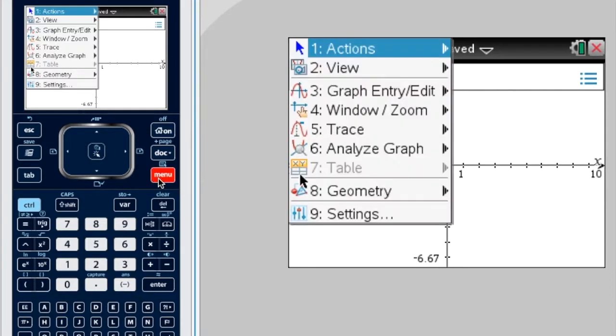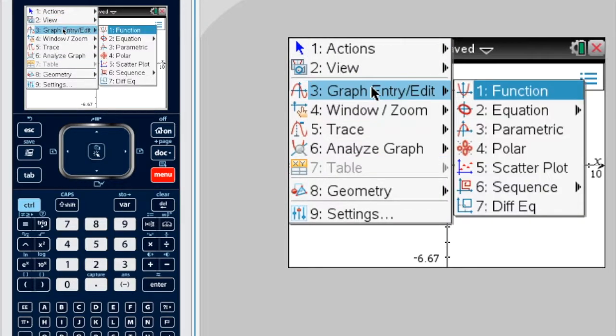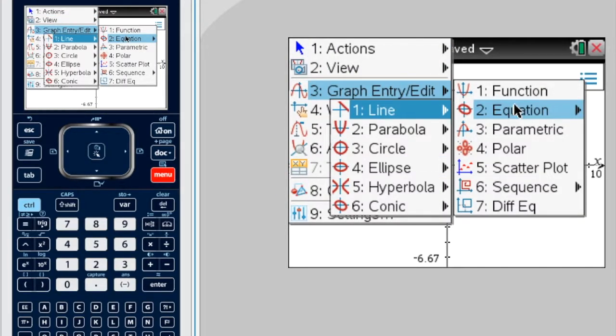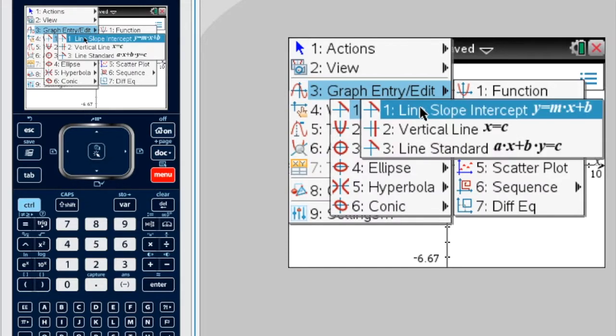So we'd press menu, graph entry edit, and equation. Now here gives us more options. So for instance, a line. Y equals mx plus b. Now that's easy to do in a normal scenario, like how the graphing usually comes up as a function of x, because that is a function of x.